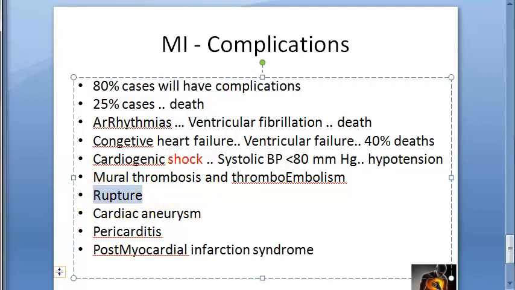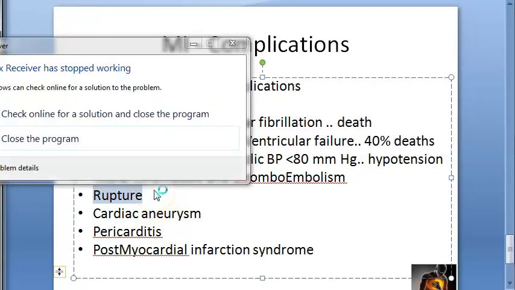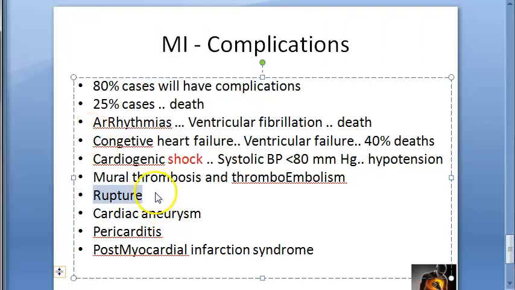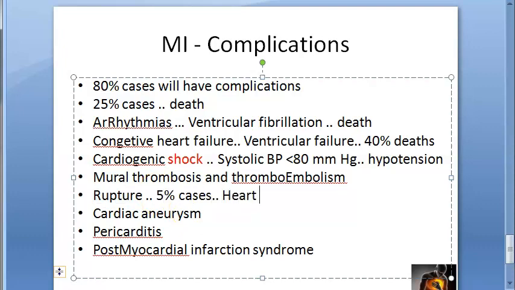Okay. Let's move on to rupture. What is going to rupture here? A rupture of the heart itself occurs in 5% of the cases, causing acute myocardial infarction, death. Okay. So basically in 5% cases, the heart itself will rupture, right? Leading to death. So rupture often from the infarcted ventricular wall. So it occurs from the ventricular wall.